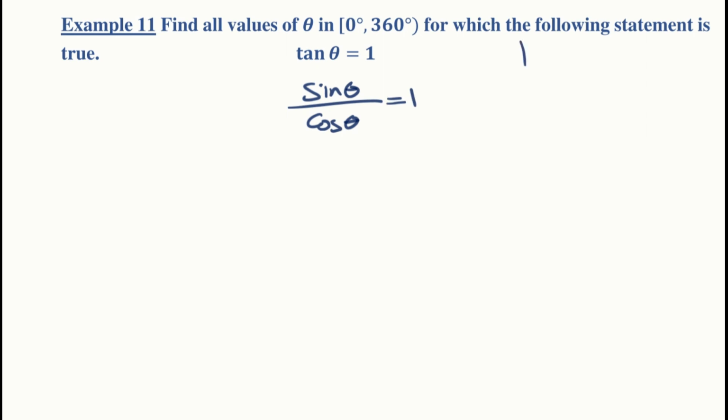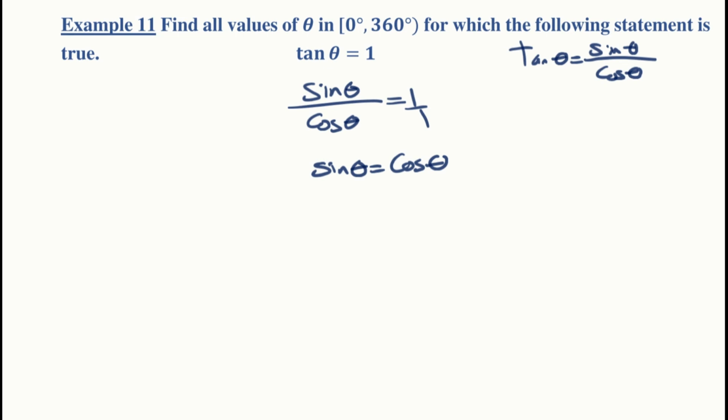Because remember, tangent of theta equals sine theta over cosine theta. So notice, if I write the 1 as 1 over 1 and we cross multiply, that means we're looking for the places where the sine of theta equals the cosine of theta. So where does that happen? That happens in two locations, and they're both related to what?